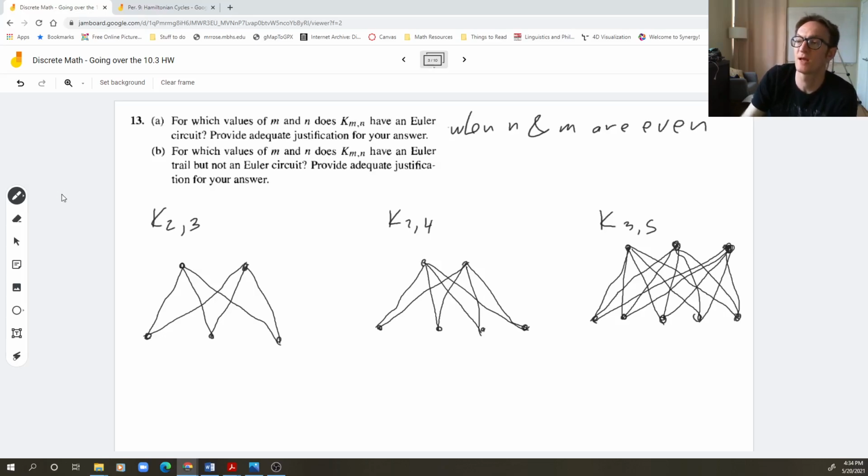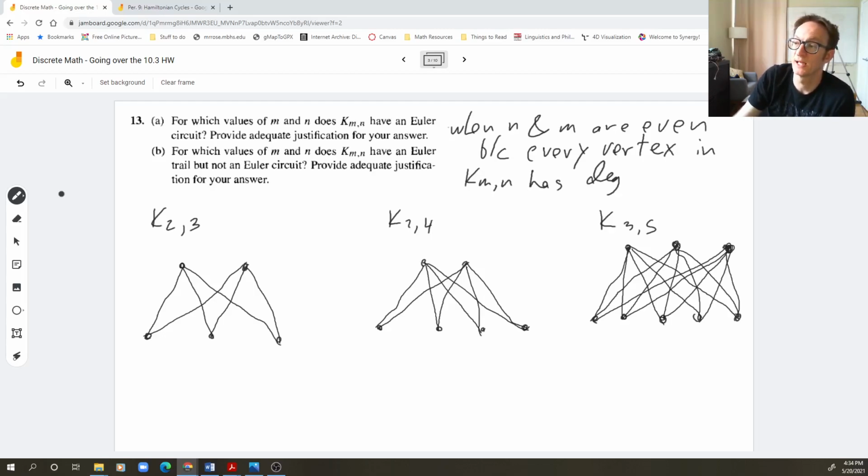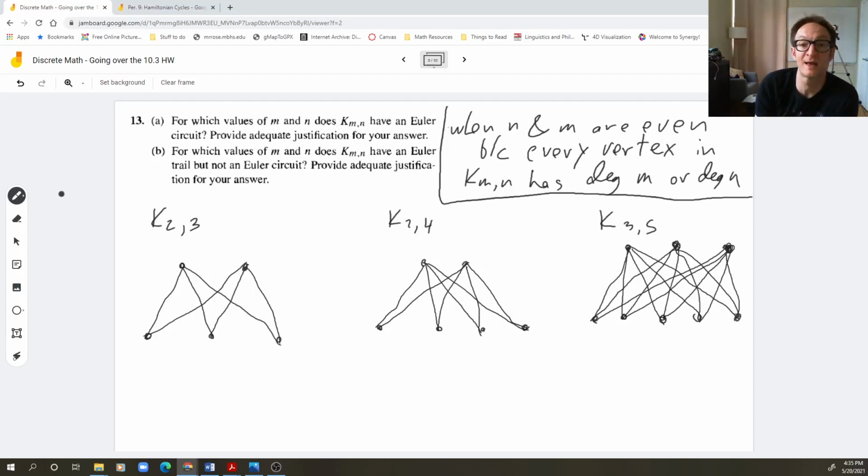And now they want some kind of justification. Well, here's my justification. Because every vertex in K_{m,n} has degree m or degree n. And okay, now I've run out of space, so I'll just say the rest out loud. It's only when n and m are even that all the vertices then have even degree.